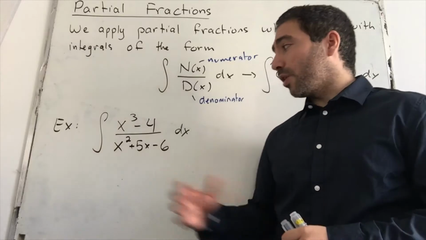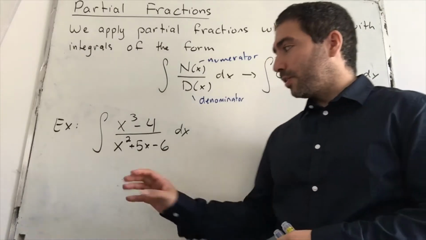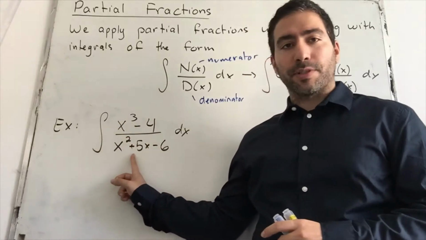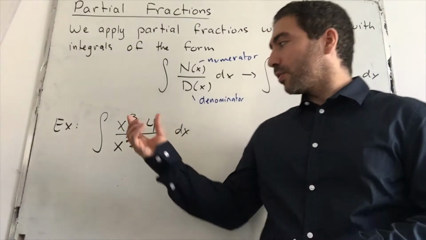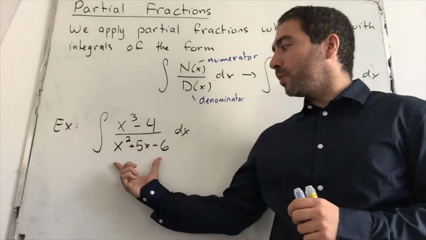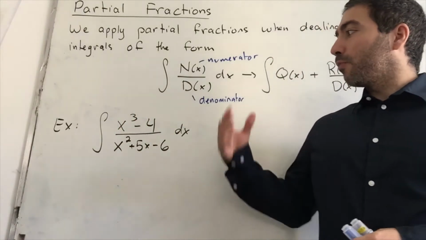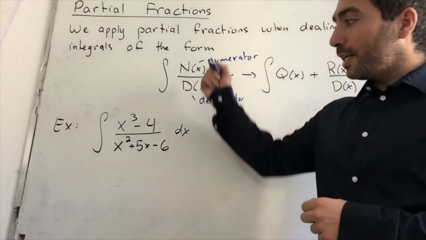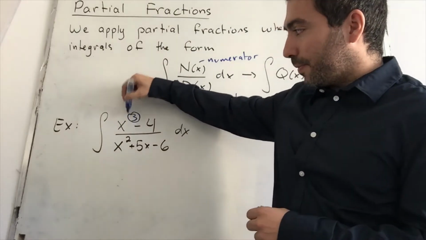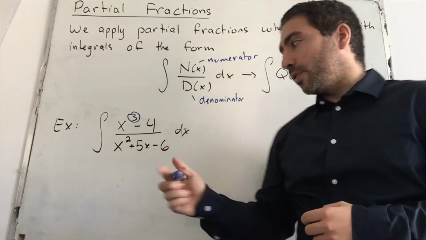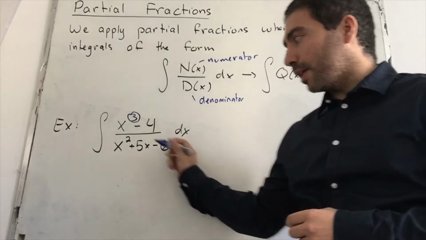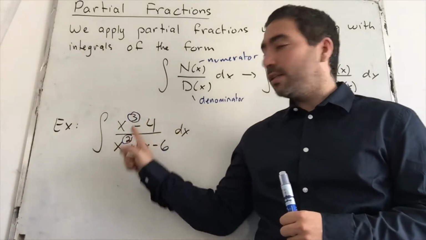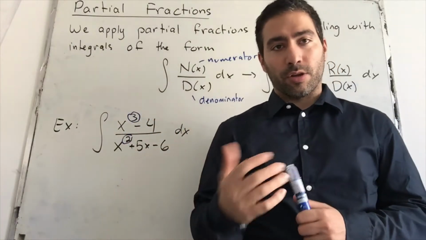In this example, we're not going to solve it, but let's just set it up. We're given the integral of (x cubed minus 4) divided by (x squared plus 5x minus 6) dx. So it's a polynomial on the numerator and a polynomial on the denominator. We look at the degree of the numerator: the highest exponent on top is 3. Whereas on the bottom, x squared plus 5x minus 6, the highest exponent is x squared. Notice that the degree of the numerator exceeds the degree of the denominator. This tells us to apply long division.